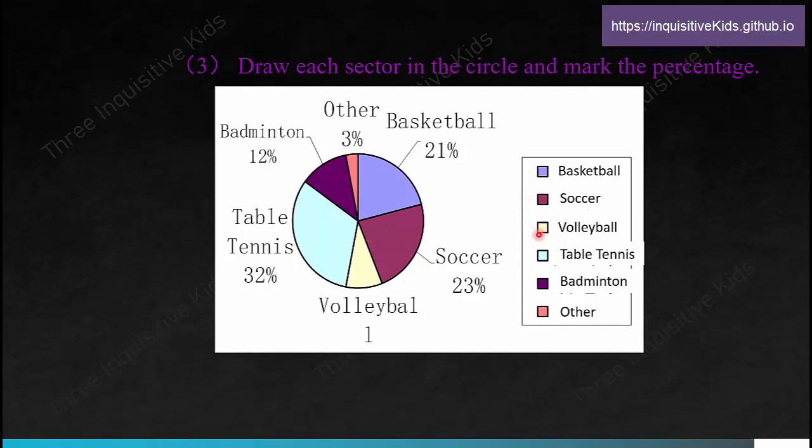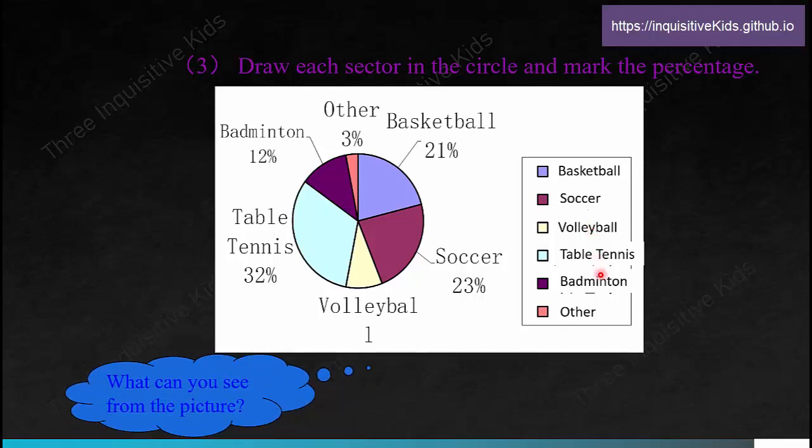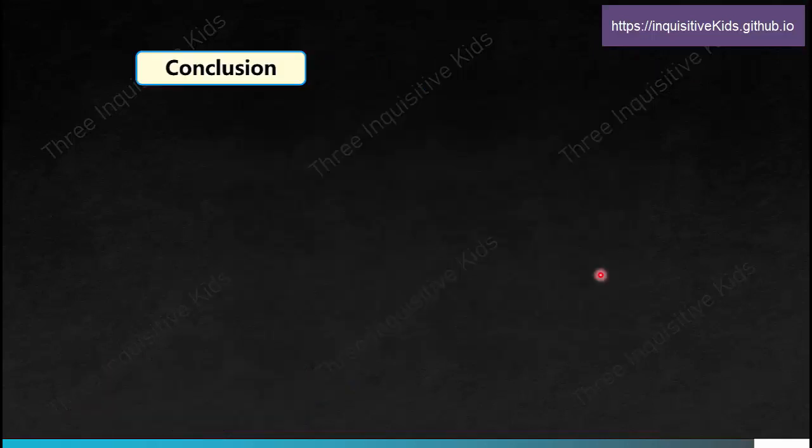So now I have this pie chart over here. There is basketball, which is 21%, soccer, volleyball, table tennis, badminton, other. What can you see from the picture?